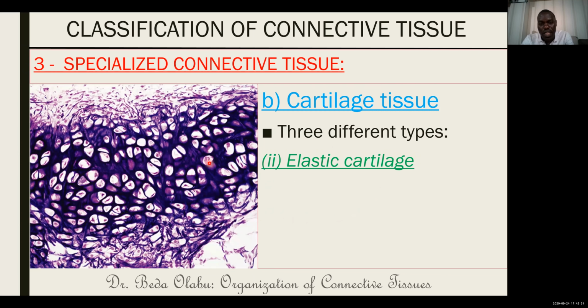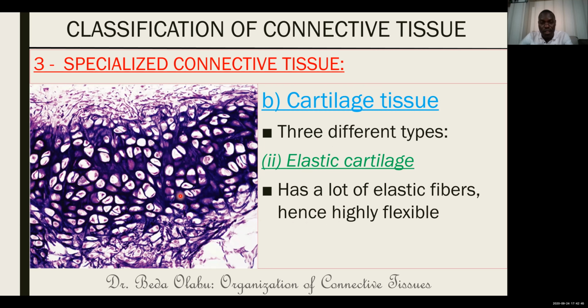The second type of cartilage is what we call elastic cartilage. Elastic cartilage is called so because it has a lot of elastic fibers within its matrix. This deeply staining structure in this unique type of stain is actually designed to pick elastic fibers. And so we can confidently say that this type of cartilage has a lot of elastic fibers. Also, if you notice, it has very large cells. So large cells and a lot of elastic fibers within the matrix. This is what makes it very flexible. We find elastic cartilage in the epiglottis, also in the pinna of the ear. I believe you all know where the epiglottis is. This is the pinna of the ear.